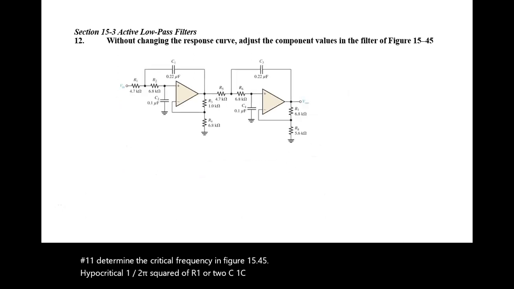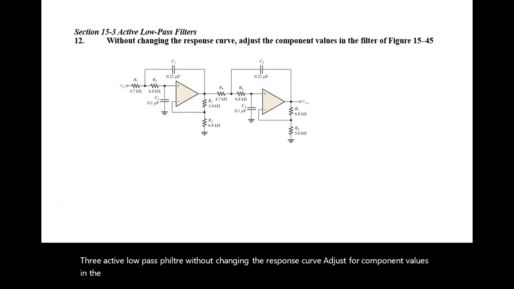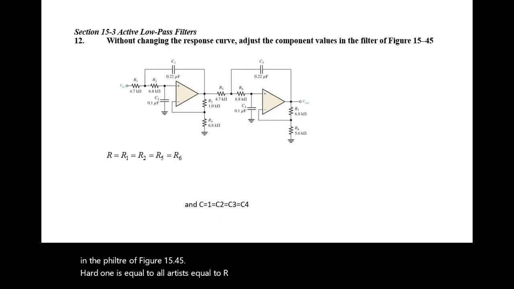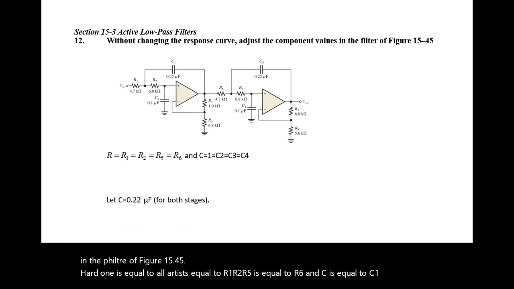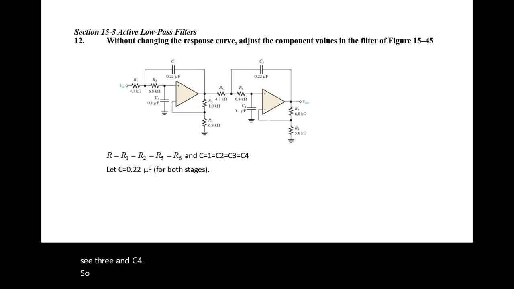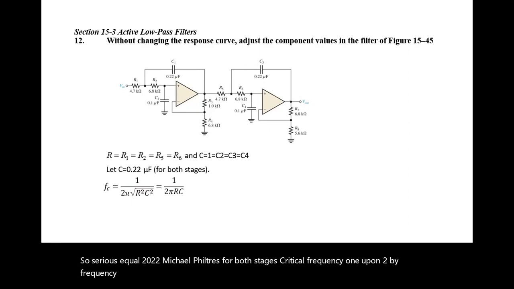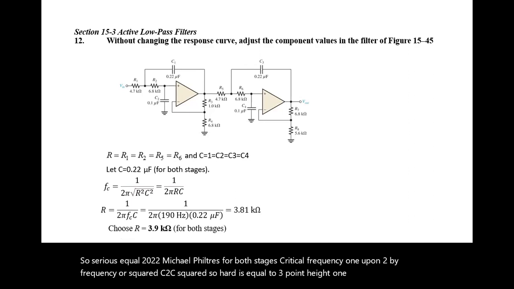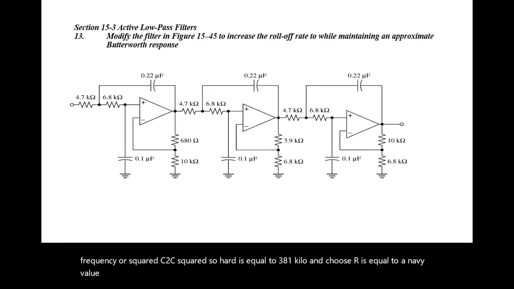Value is 190 Hertz. Adjust the component values of the active low pass filter in figure 15.45 without changing the response curve. R1 is equal to R2, R5 is equal to R6, and C1 is equal to C2, C3 is equal to C4. So C is equal to 0.22 microfarads for both stages. Critical frequency is 1 upon 2 pi times R squared C squared. So R is equal to 3.81 kilo ohm, and choose the nearest standard value of 3.9 kilo ohm.